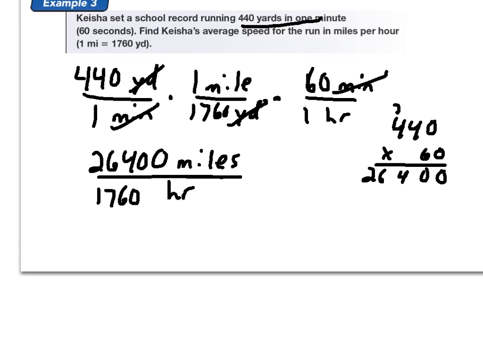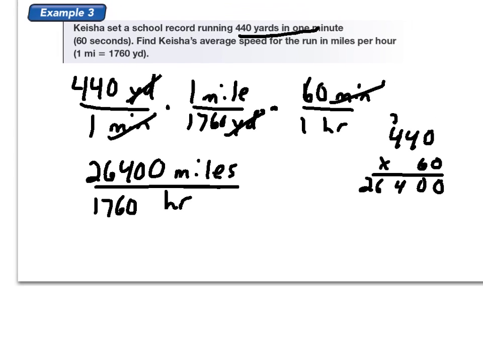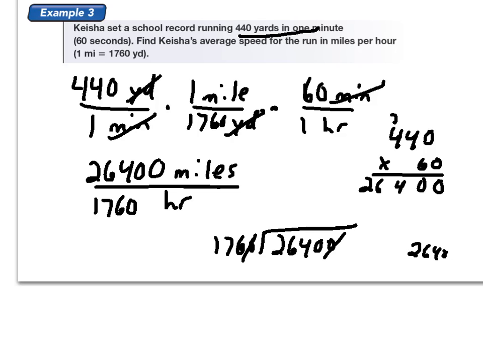Well, now I just need to reduce that to find miles per hour. So I'm going to divide the top number. I'm going to take 26,400 and divide it by 1,760. So I can cross out 1 zero on each side and rewrite that problem now and take 2,640 divided by 176, and that's the same thing. Well, 176 goes into 264 once, and 14 minus 6 is 8.